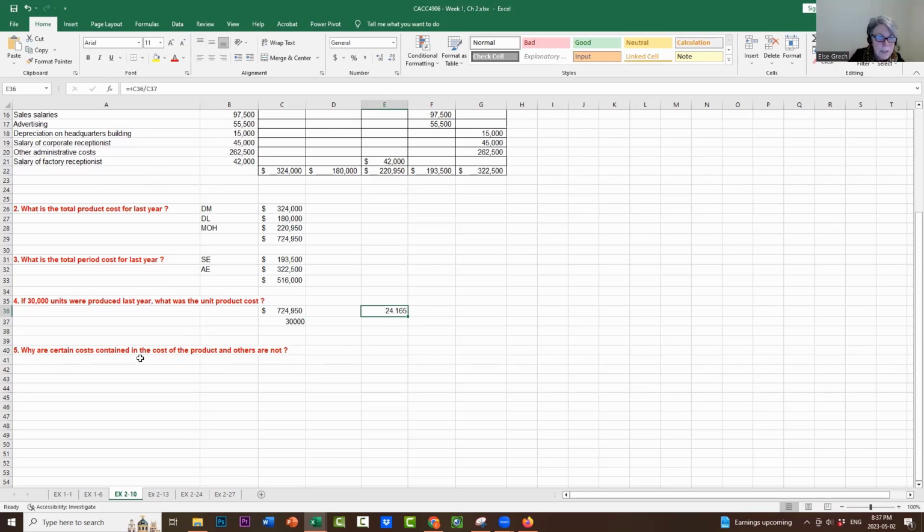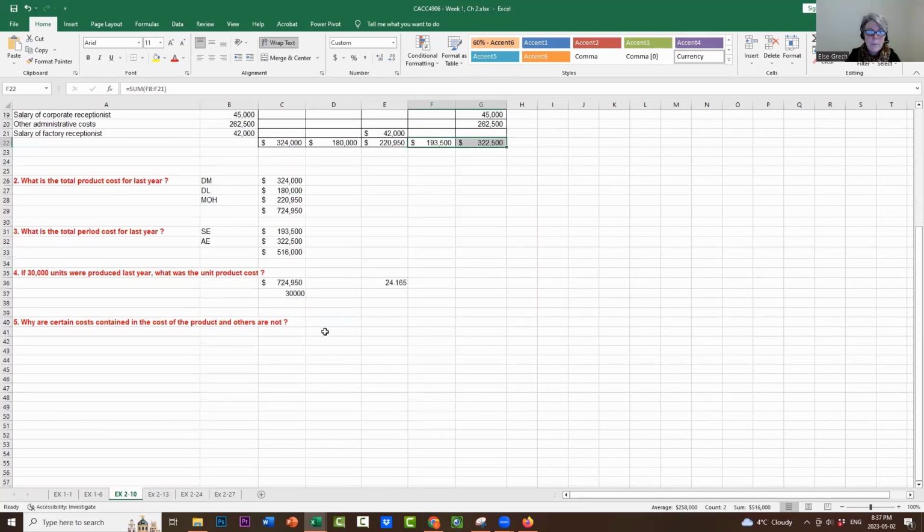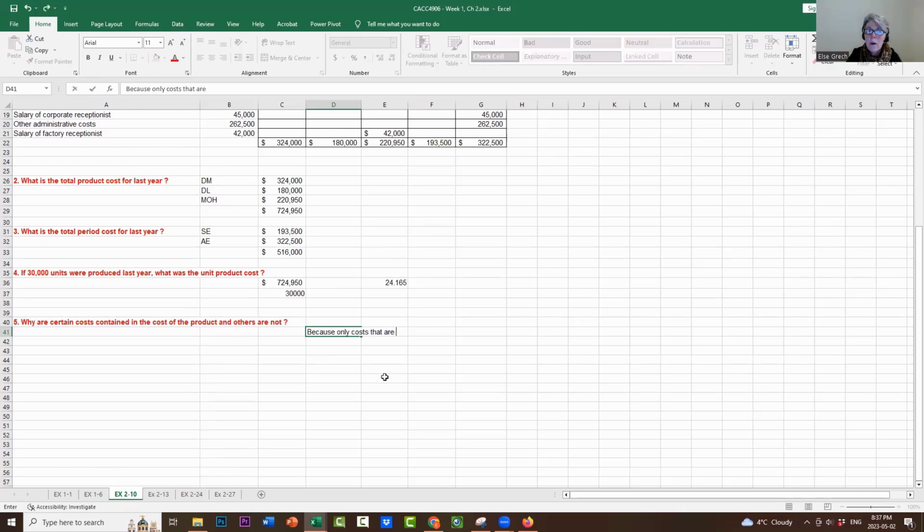Why are certain costs contained in the cost of the product and others are not? Well, we already know the answer to this, because these costs don't have anything to do with producing the product. So product costs are everything that is incurred in order to produce a product, right? So I'm just going to write that down. Only costs that are incurred in order to produce a product are included in product costs. Everything else is other.